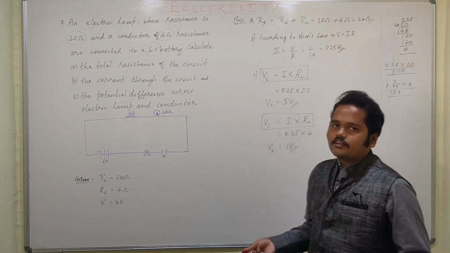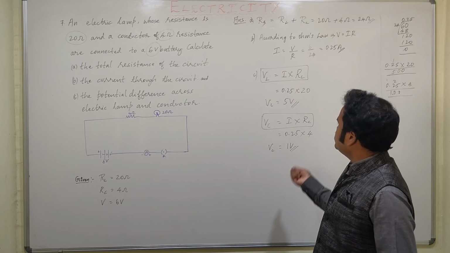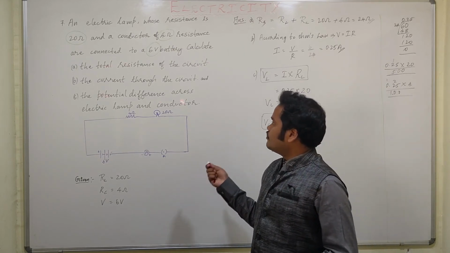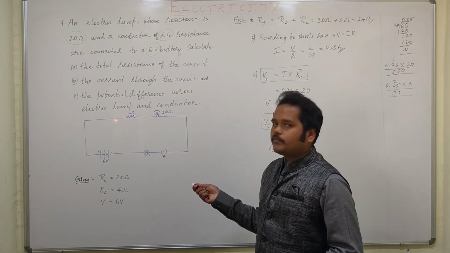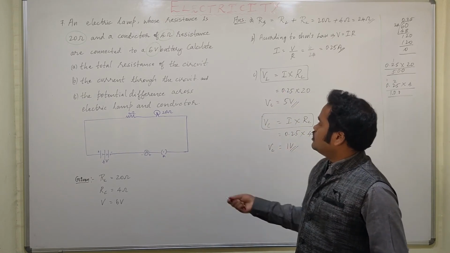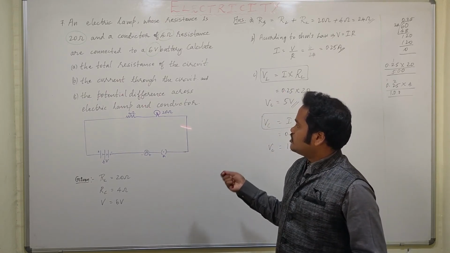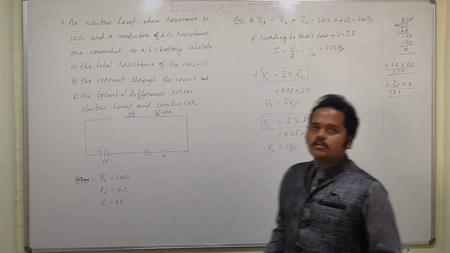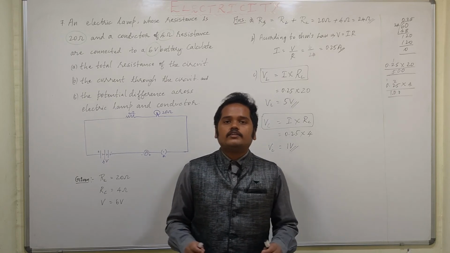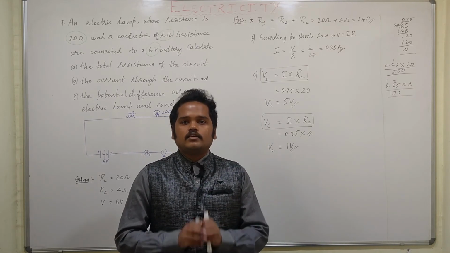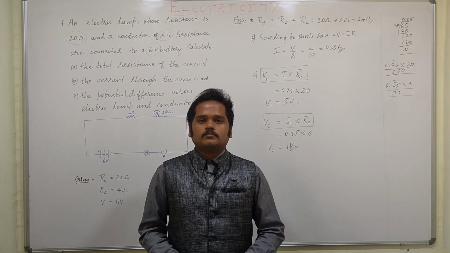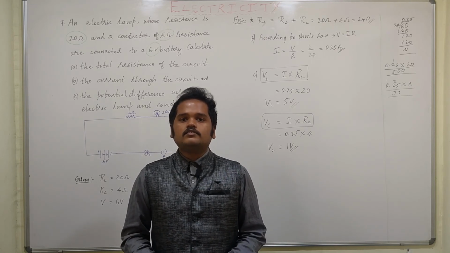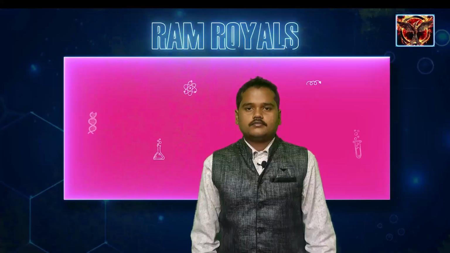So you can verify it. If you add VL and VC, it is 6 volt, which is nothing but the total 6 volt. The potential difference across the electric lamp is 5 volt. The potential difference across the conductor is 1 volt. So this is a problem related to resistors in series. In the next class, we will study the resistors connected in parallel.